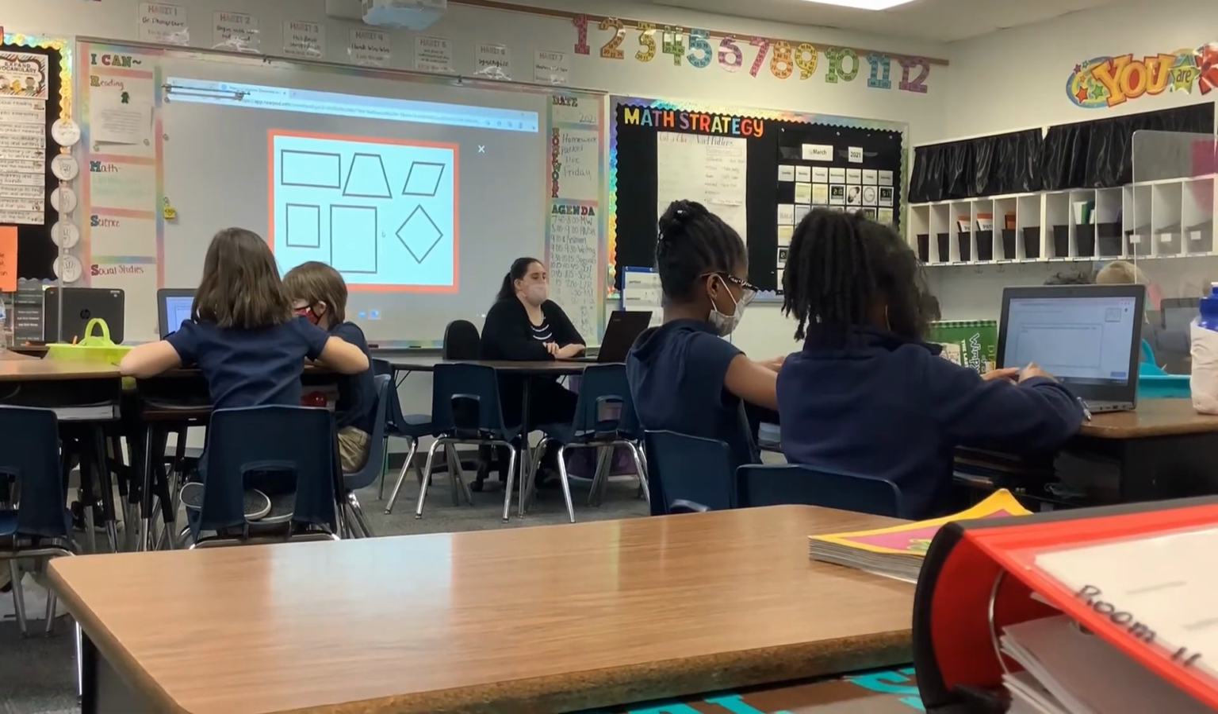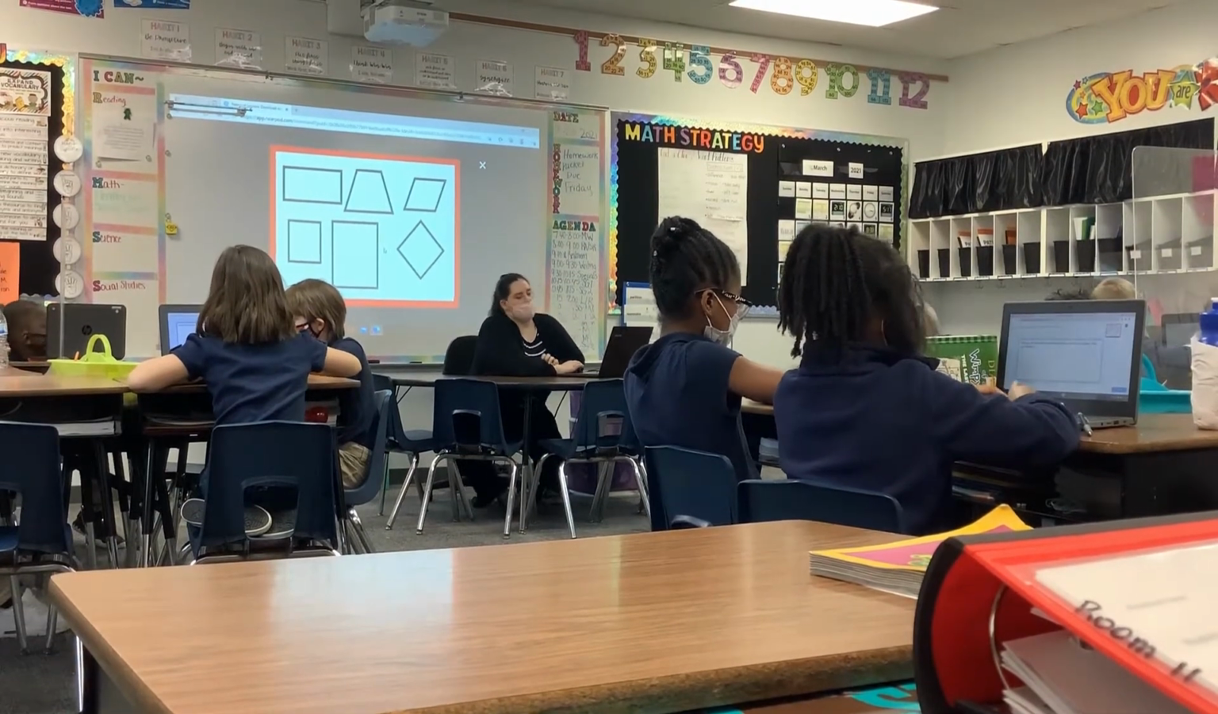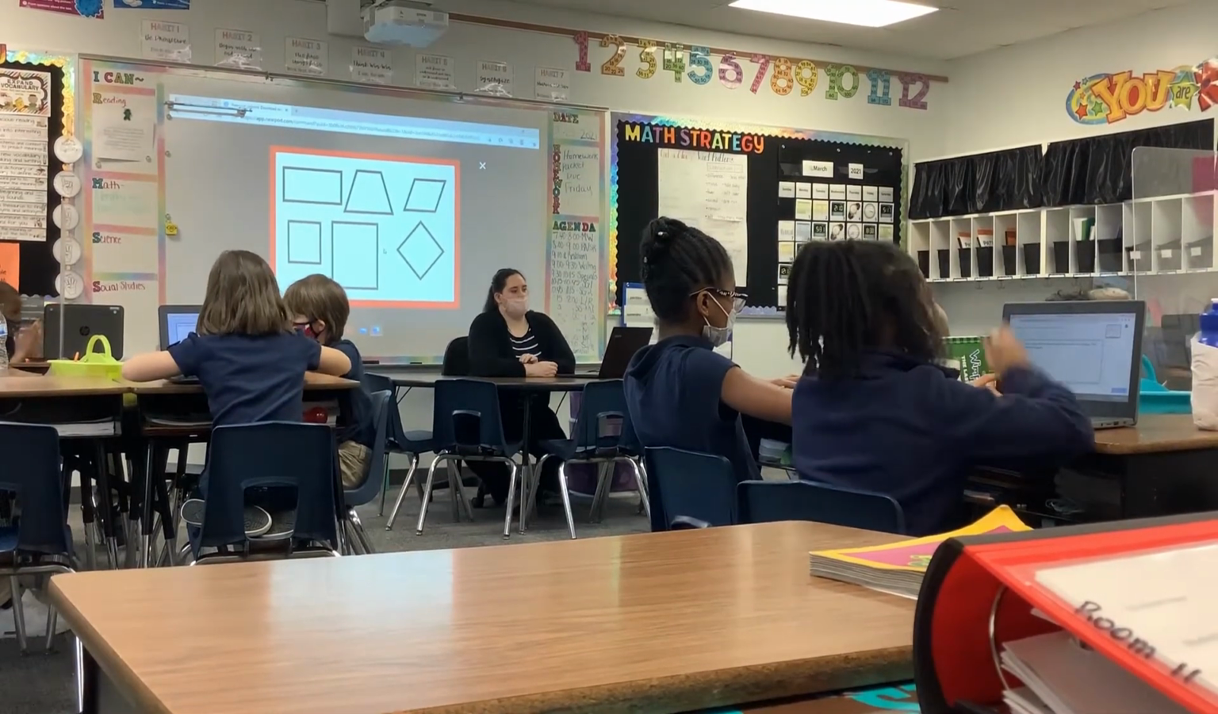So what's the same and what's different about these shapes? Type in your answer.